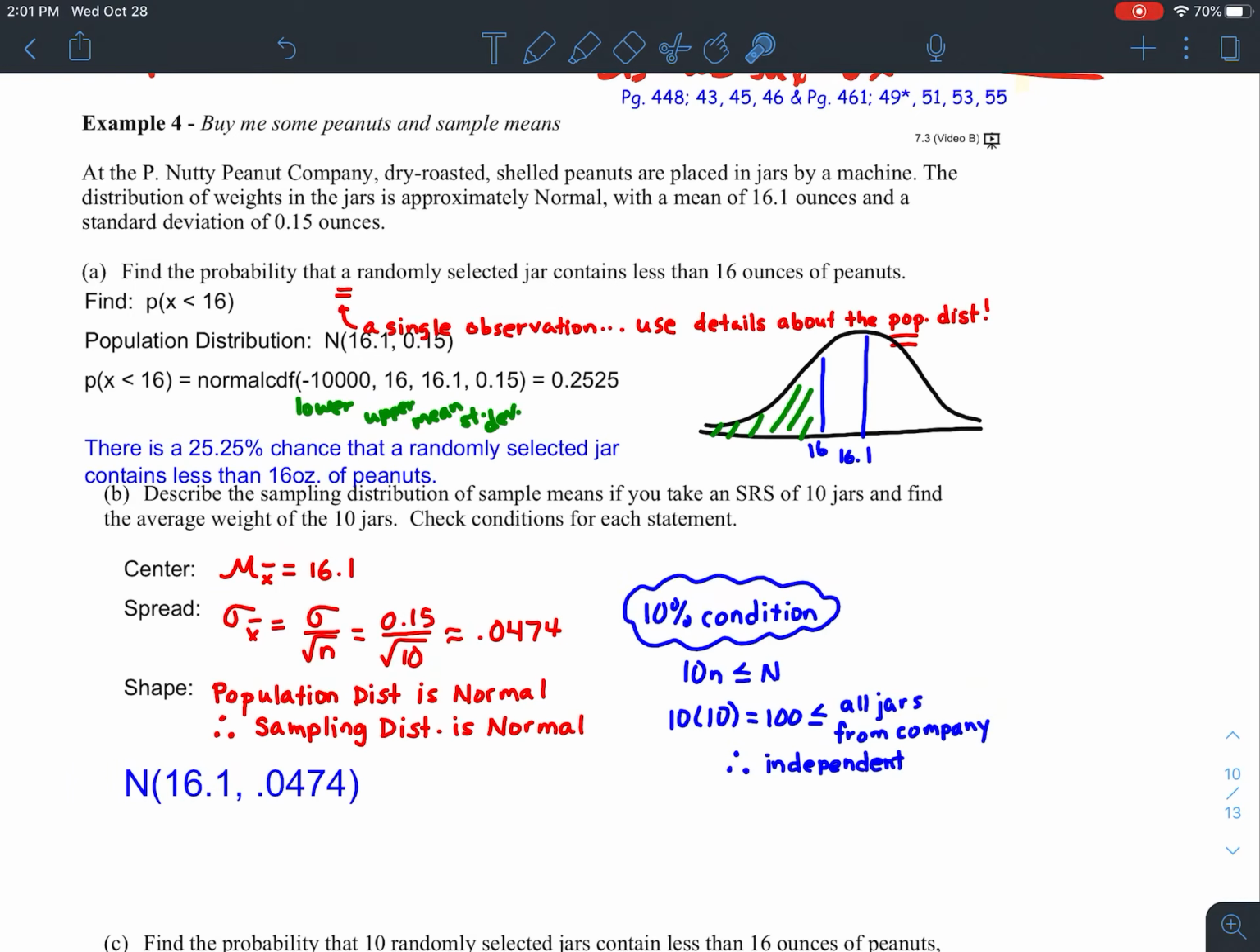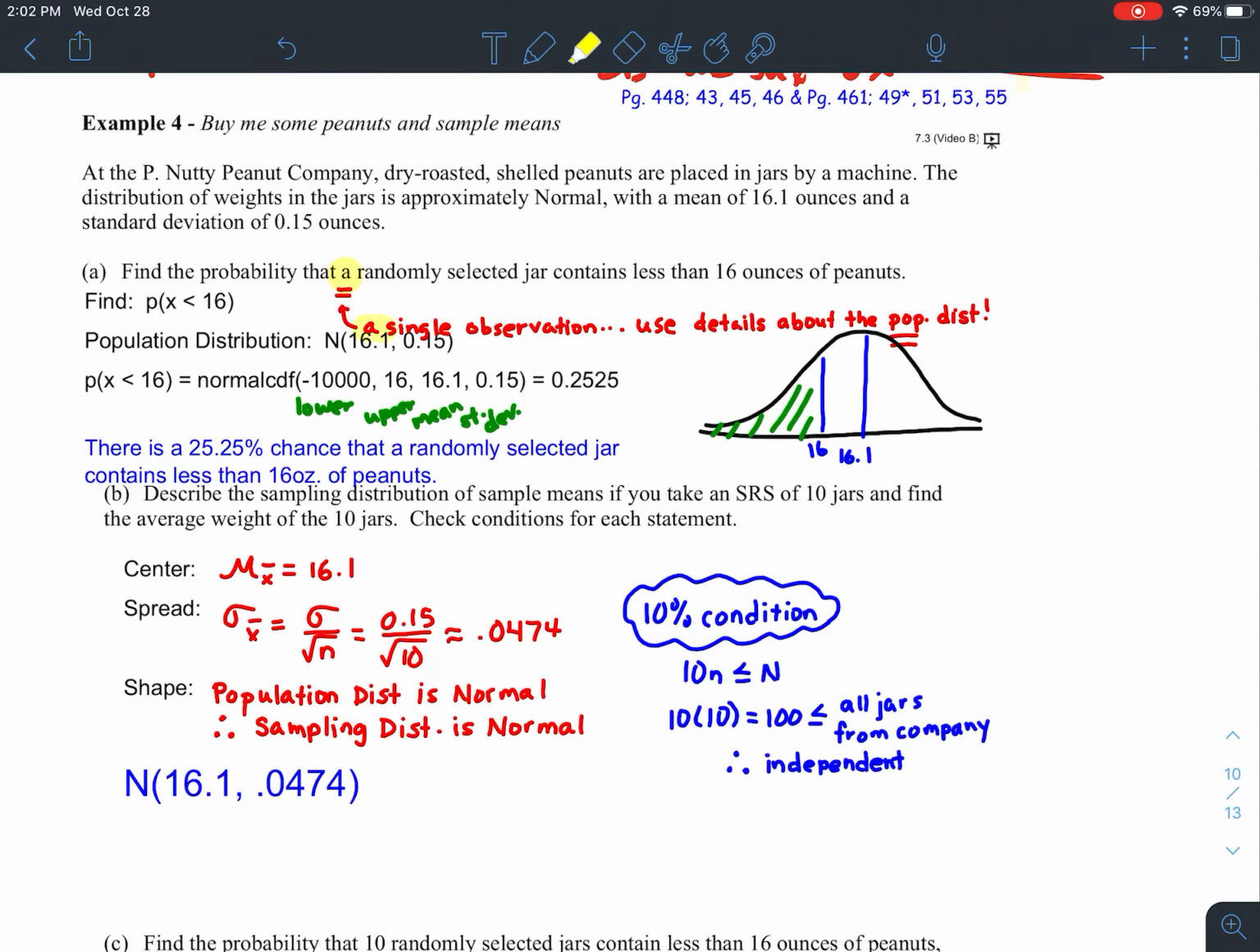So here we're talking about the Peanutty Peanut Company. Dry roasted shelled peanuts are placed in jars by a machine. The distribution of weights in the jars is approximately normal, with a mean of 16.1 ounces and a standard deviation of 0.15 ounces. Notice what Part A is asking for. It wants us to find the probability that a randomly selected jar contains less than 16 ounces of peanuts.